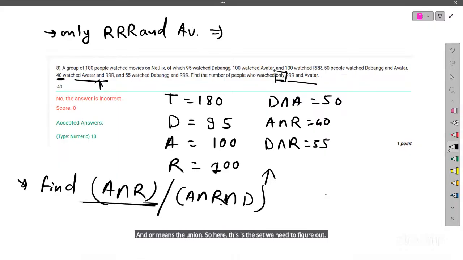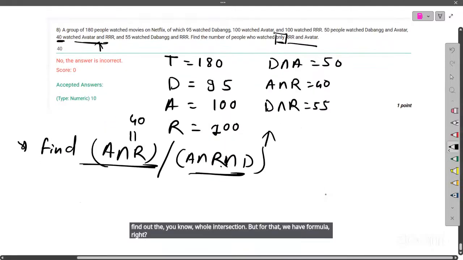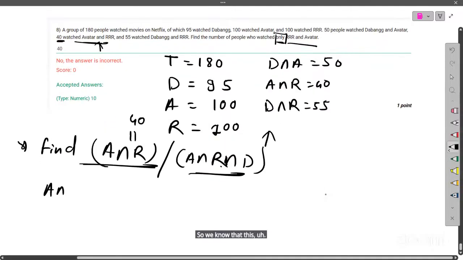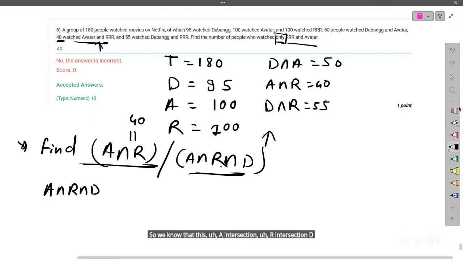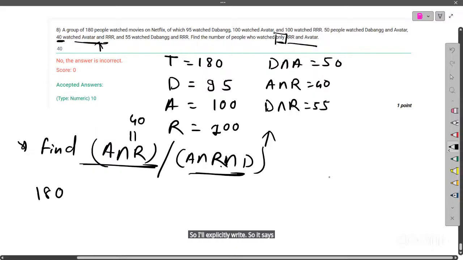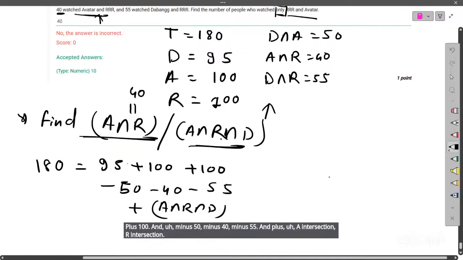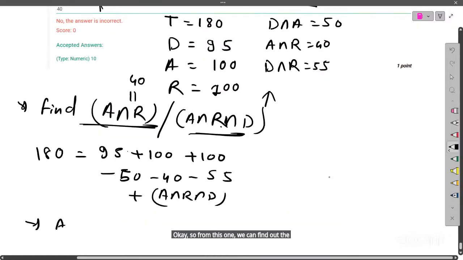So we have the cardinality of A intersection R, which is nothing but 40. We need to find out the whole intersection, and for that we have a formula. We can easily find A intersection R intersection D by the inclusion-exclusion formula. So I'll explicitly write it: 180 is equal to 95 plus 100 plus 100 minus 50 minus 40 minus 55 plus A intersection R intersection D. So from this we can find the cardinality of A intersection R intersection D.